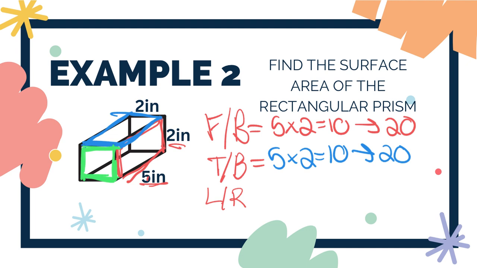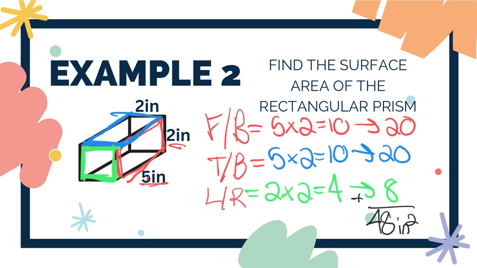And that would be a 2 by 2, which is 4. And then we double it, and we end up with 8. And then to find the total surface area, like we did before, we add these together. 20 plus 20 is 40, plus 8 is 48, and we label it inches squared.